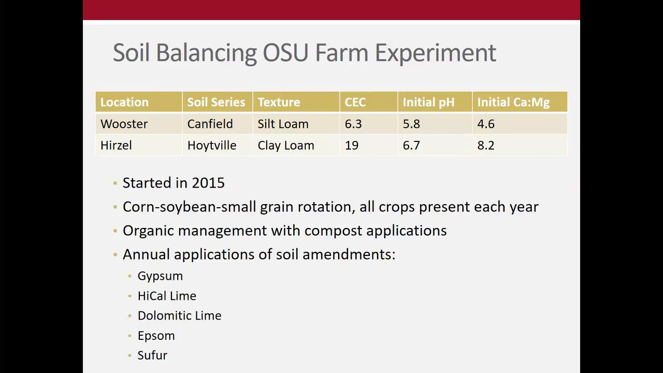And then sulfur was our last amendment, and we included sulfur in these experiments because, as we know, sulfur lowers the pH of the soil. So we were trying to find a way to separate out the effects of calcium versus pH that happen when we lime a soil. So this is the conundrum that Steve was talking about earlier.